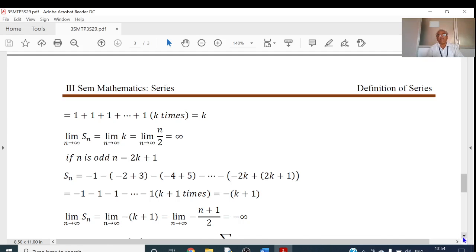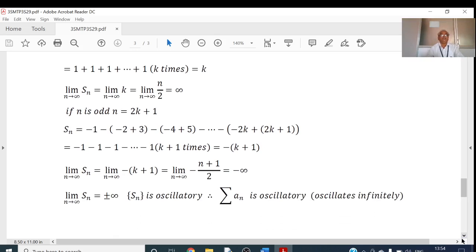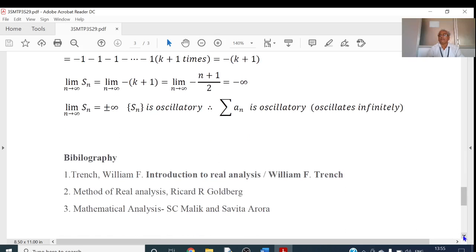So that is here, a unique limit does not exist. Therefore, we say that the limit of Sn as n tends to infinity equals plus or minus infinity. That means the sequence Sn is oscillatory. If the sequence Sn is oscillatory, then the given series is also oscillatory. And it oscillates infinitely because the limit is plus or minus infinity. So the given series oscillates infinitely.